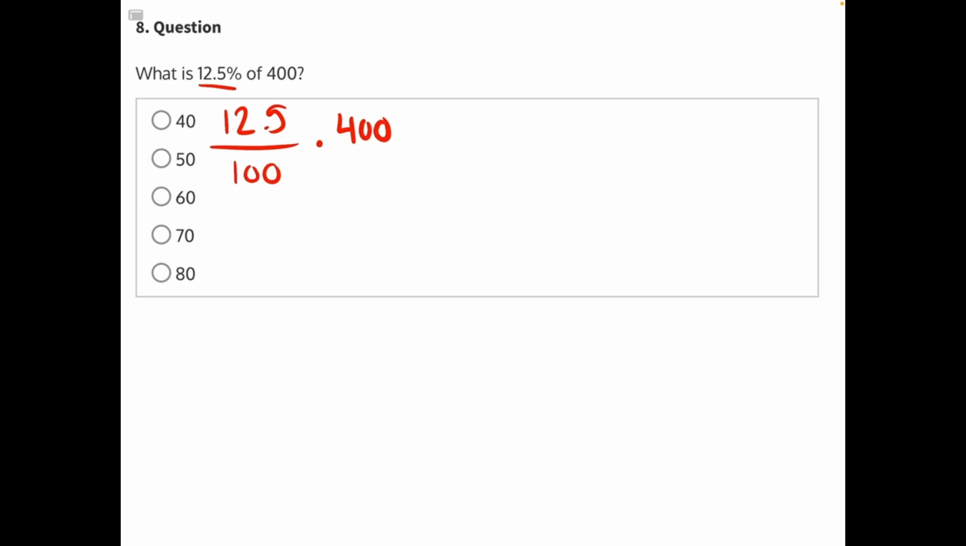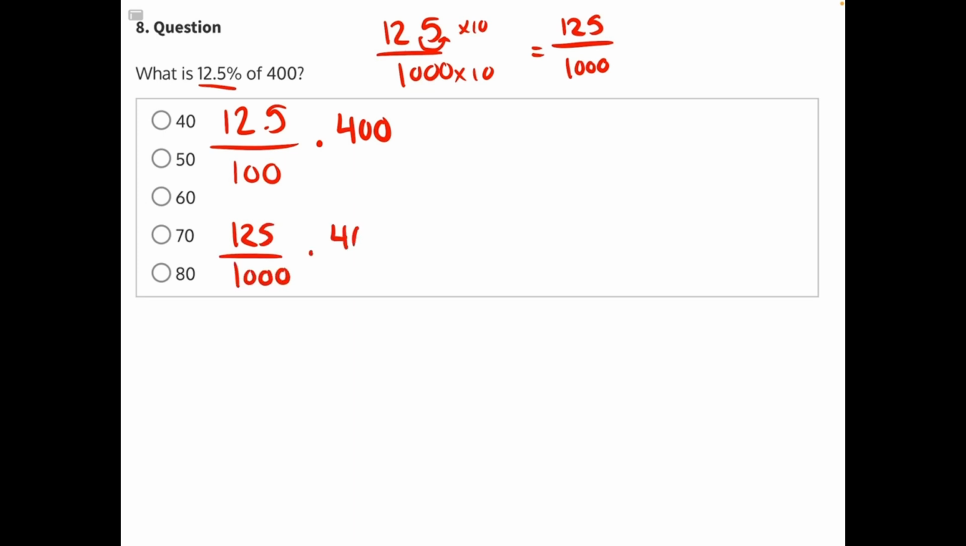If we don't want to deal with the decimal, we could multiply the top and the bottom by 10, and that would move the decimal place one space to the right, giving our numerator 125, and our denominator would have an extra 0, making it 1,000. So we'd have 125 over 1,000 times 400.